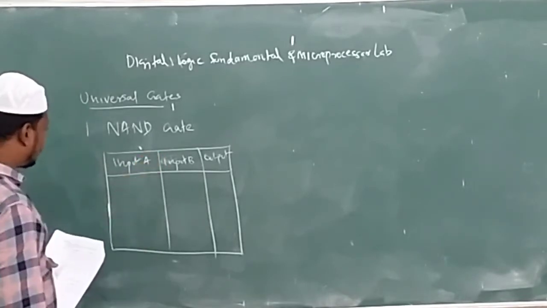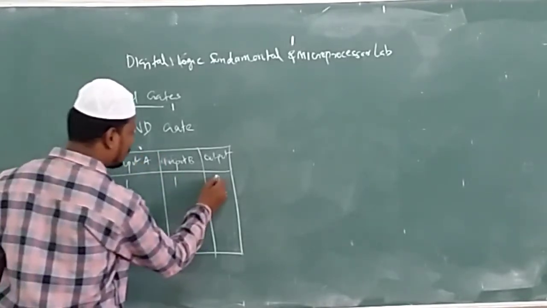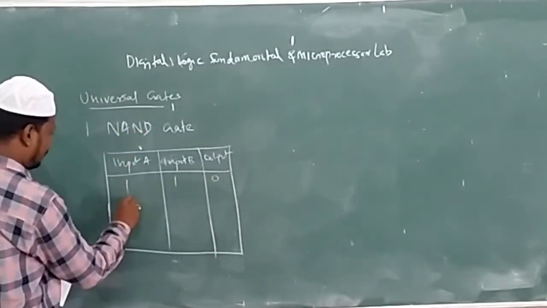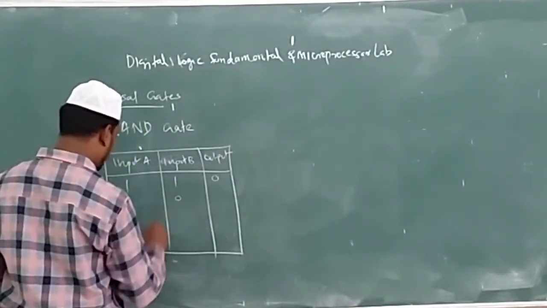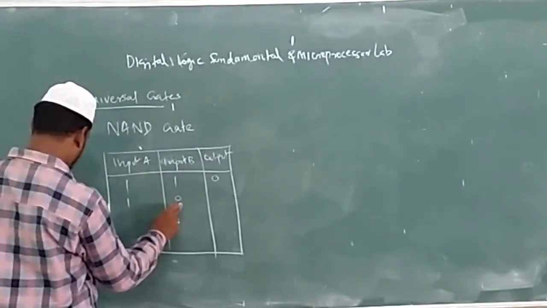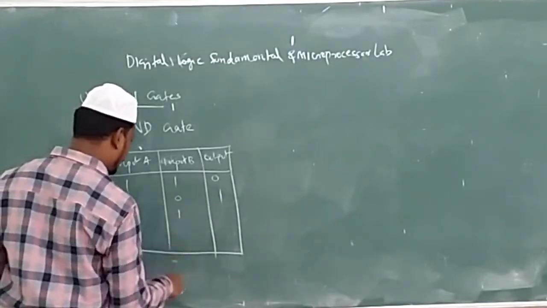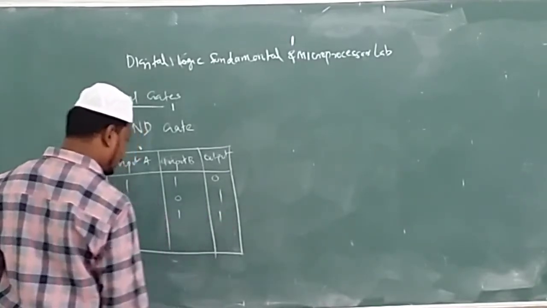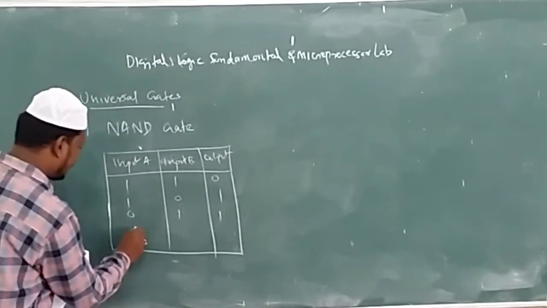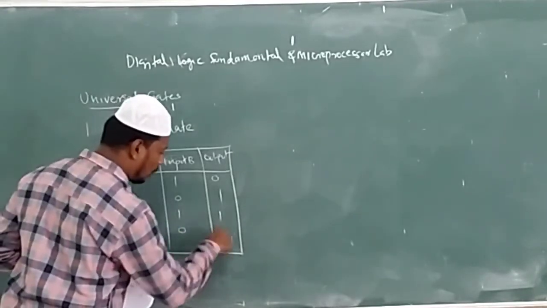When the input value A is 1 and B is 1, the output is 0. Next, the input value is 1 and 0, the NAND output is 1. Again 0 and 1, the output is 1. The last one, 0 and 0, the value is 1.